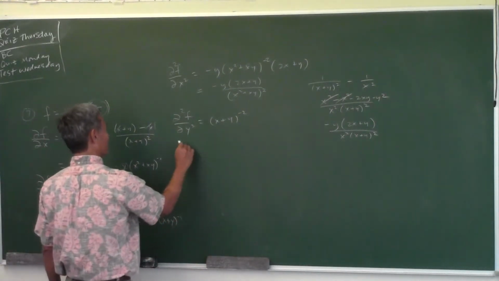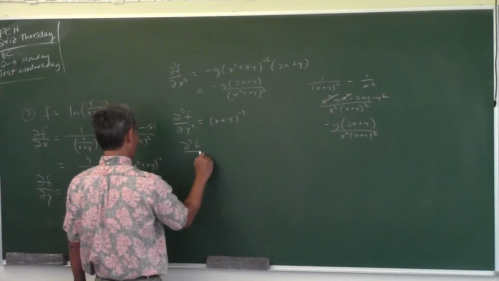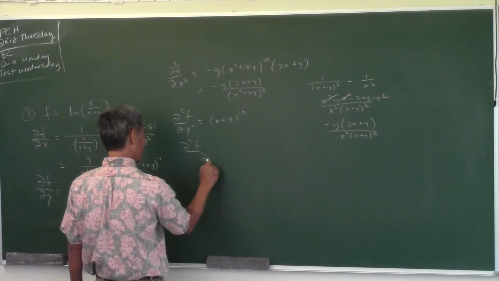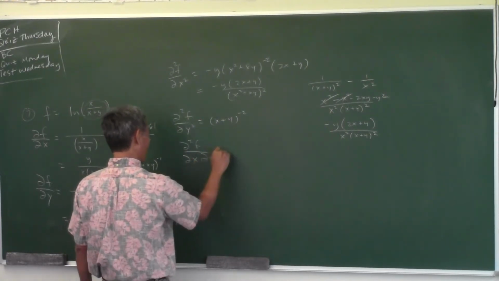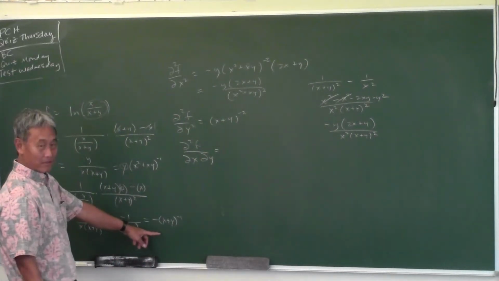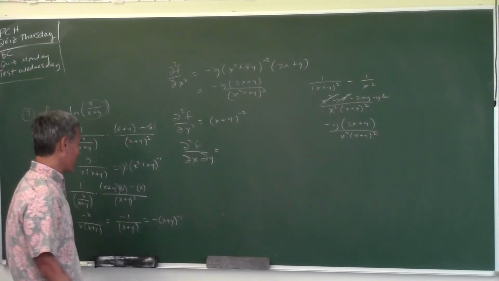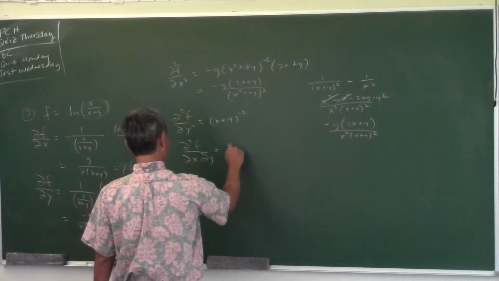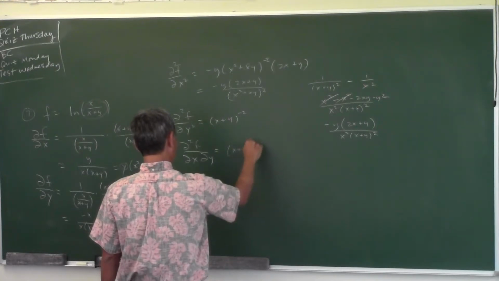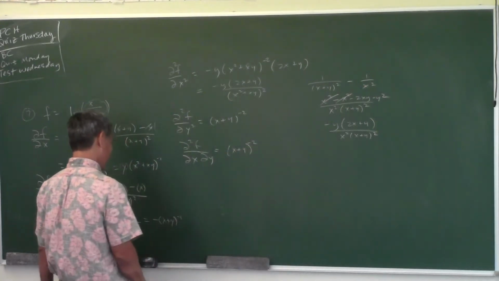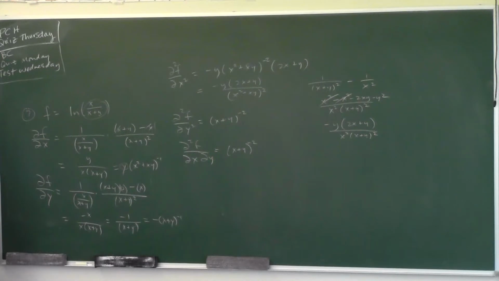And then the mixed partial. Let's do it with respect to y first, and then with respect to x. You know why? Because this is a much nicer expression. So if you take the derivative of this one with respect to x, you get positive 1 times x plus y to the negative 2 times the derivative of box, which is 1. And there you go. Very mechanical.